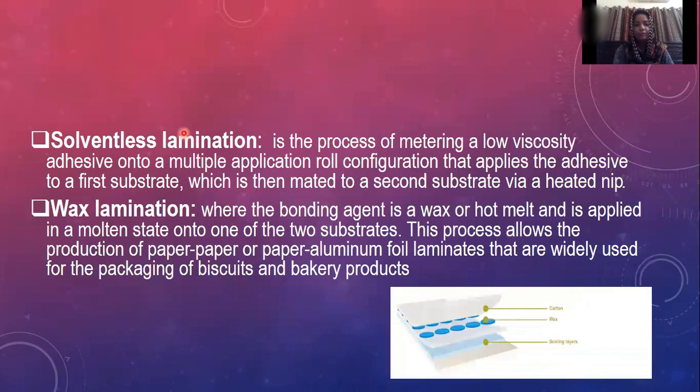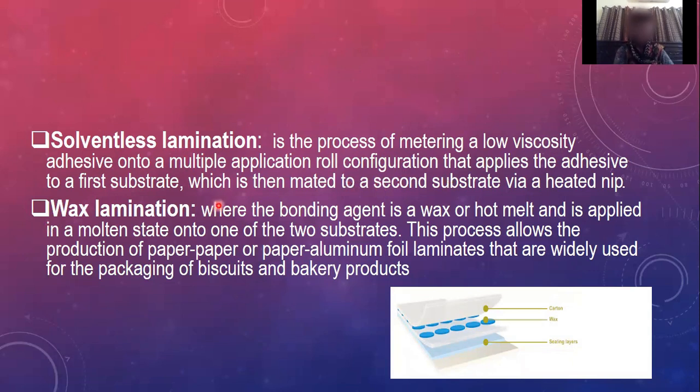Next, we have solventless lamination. Solventless lamination is the process of metering a low viscosity adhesive onto a multiple application roll configuration that applies the adhesive to the first substrate, which is then mated to the second substrate in the heated nip. This is also a process in which two layers are formed. The first substrate is bonded with one and the second is bonded with the other.